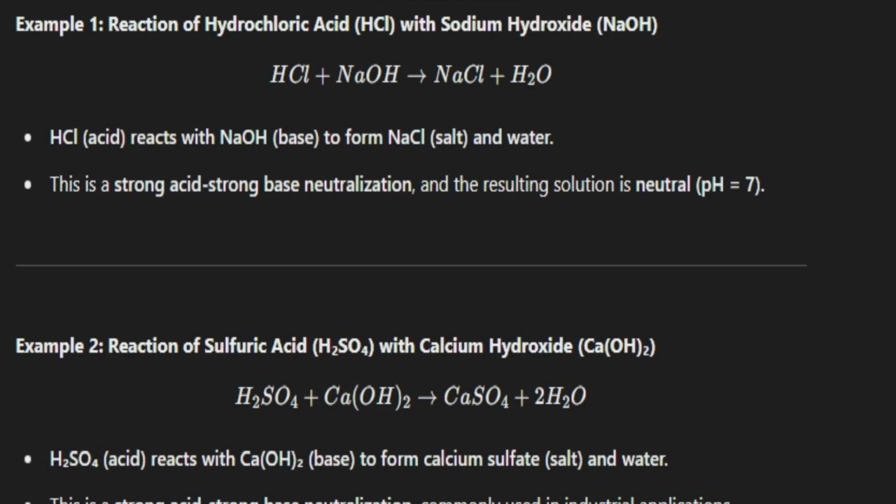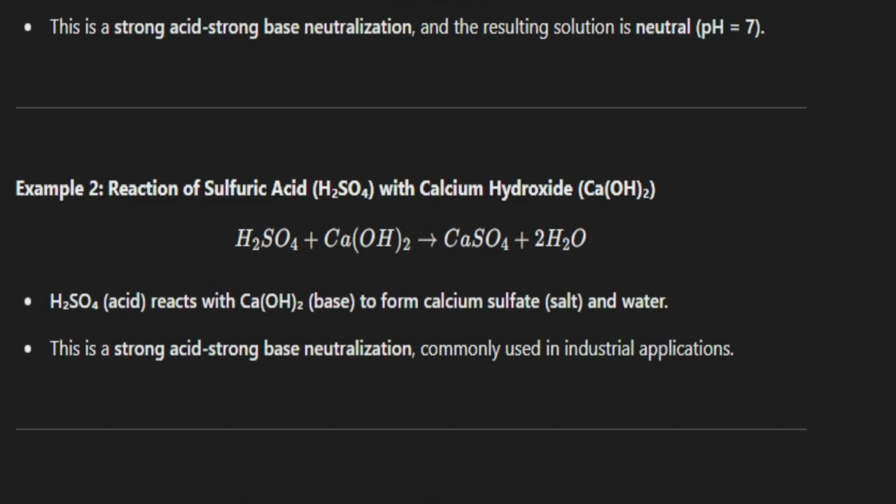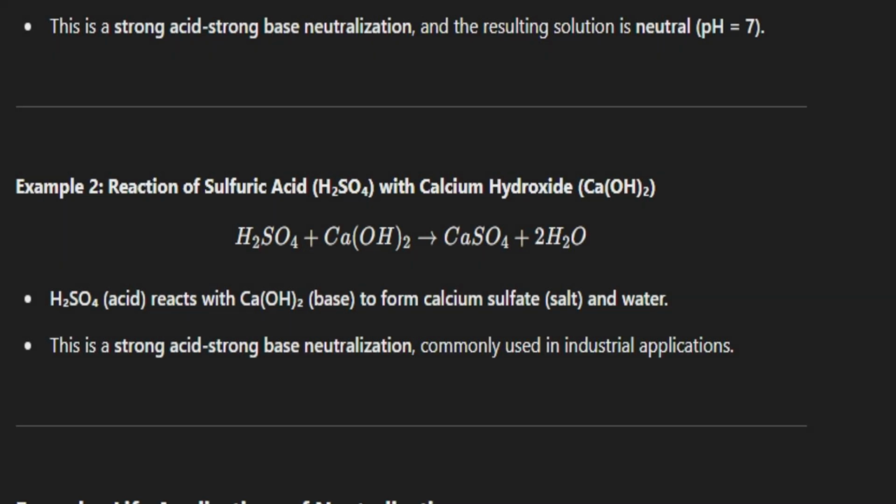Example 2. Reaction of sulfuric acid, H2SO4, with calcium hydroxide, Ca(OH)2. H2SO4 plus Ca(OH)2 gives CaSO4 plus 2H2O. The acid reacts with the base to form calcium sulfate, salt, and water. This is a strong acid strong base neutralization, commonly used in industrial applications.